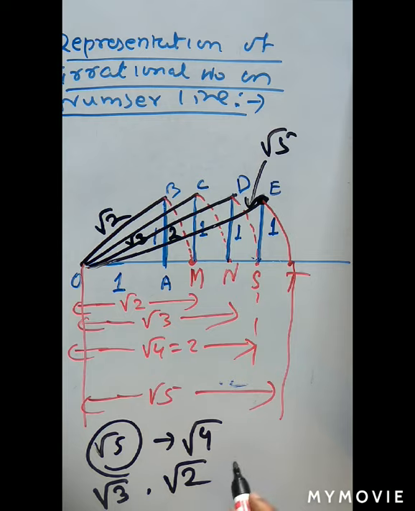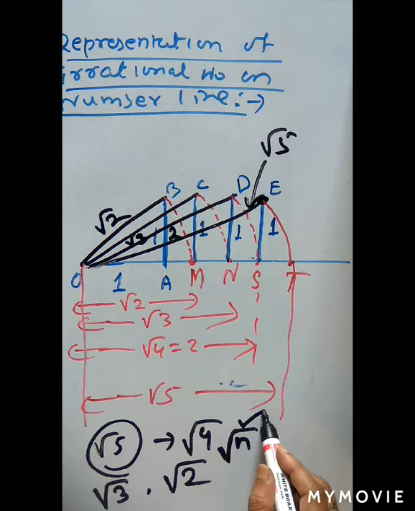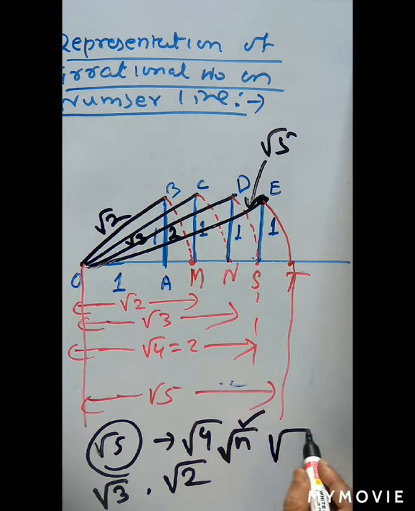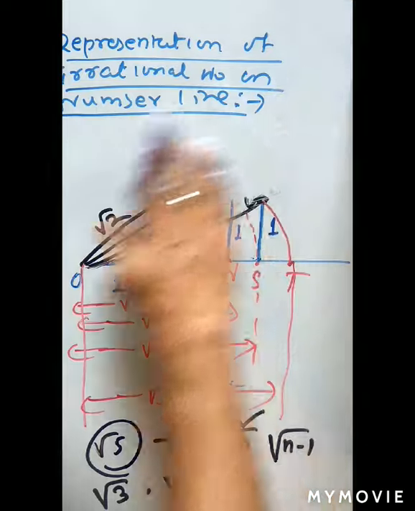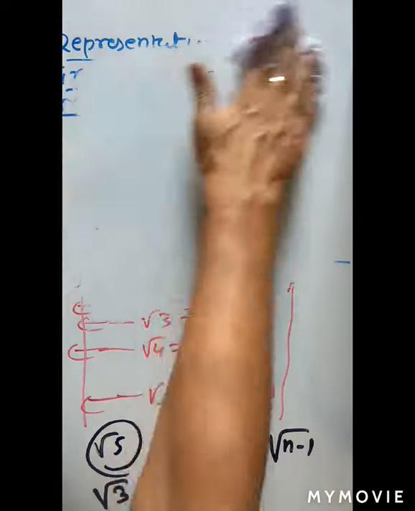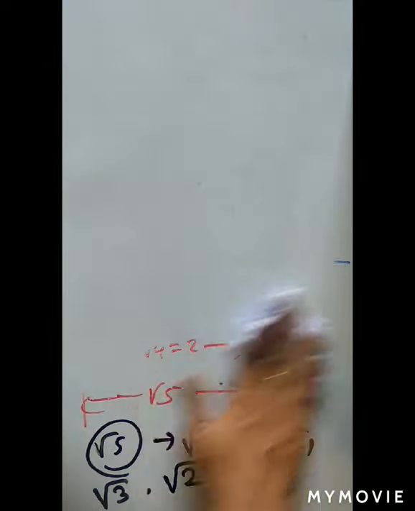Similarly, to represent the irrational number root n, that is, the square root of n, I have to find the value of n minus 1. So this is the way to represent an irrational number on a number line. So we can say any rational or irrational number can be represented on the number line. That number is called a real number.